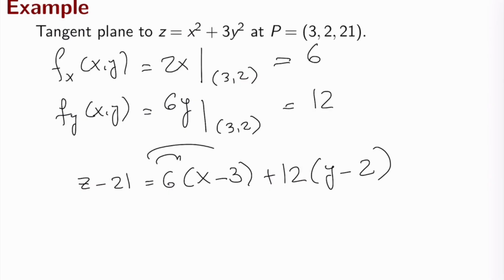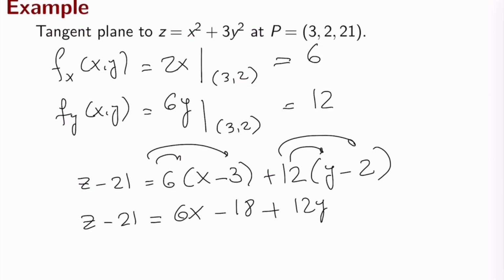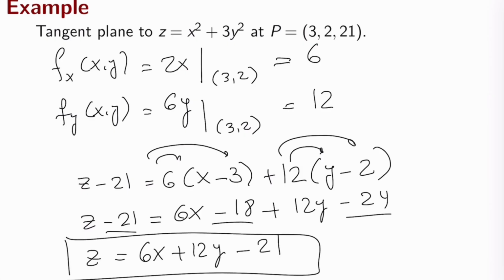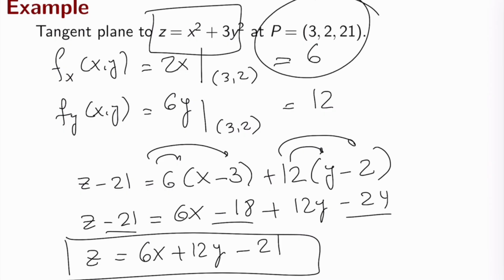We can do the operations here, distributive, and this will be z minus 21 equals, putting everything else in the second side, 6x plus 12y, and here we have minus 18 minus 24 plus 21, so the final answer here will be minus 21 there. Okay, so this is then the equation of the plane tangent to this surface at this point.